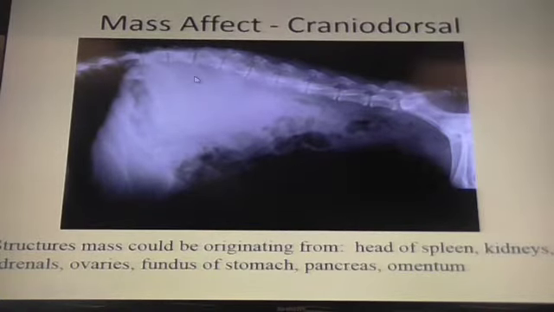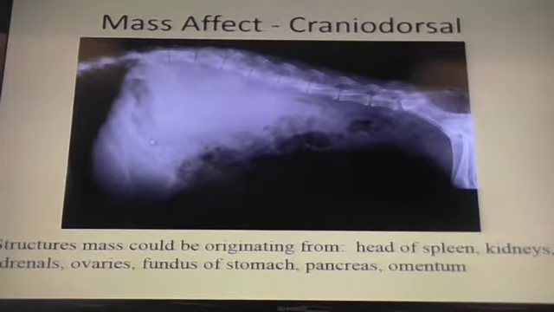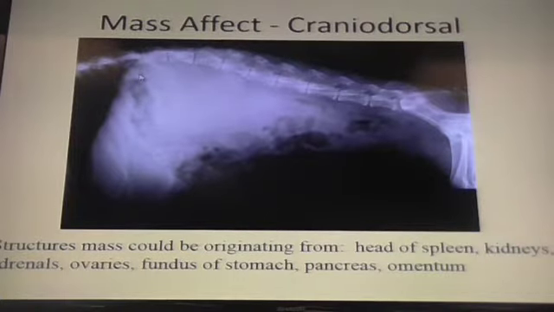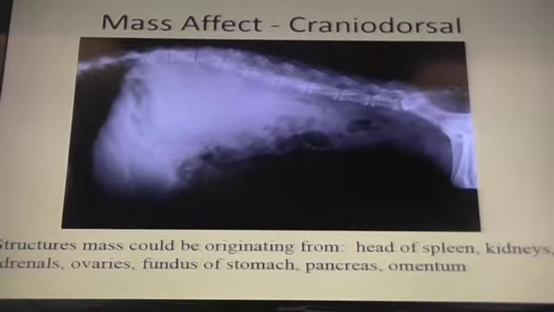Now you can say kidneys, adrenals, ovaries, fundus of the stomach, because it could be a mass originated from the fundus of the stomach. Pancreas, let the pancreas swing up that way, as well as the omentum. Lymph nodes, etc. Throw in lymph nodes every time there's a mass, because they're everywhere. That's okay, but you wouldn't list them first. You think about organs first, and then put in the lymph nodes. Okay, this happens to be a mass from the head of the spleen.